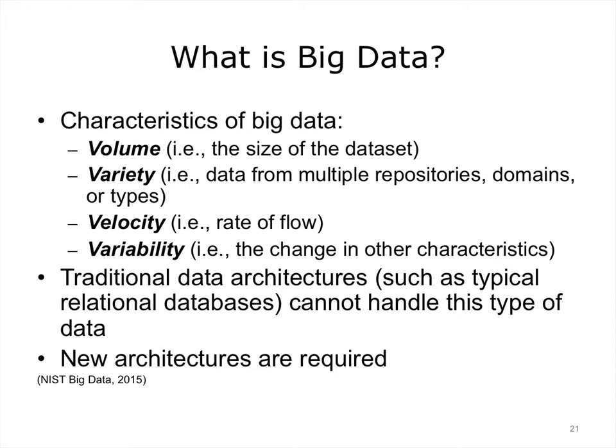Characteristics of big data that force new architectures are volume, i.e. the size of the data set, variety, i.e. data from multiple repositories, domains, or types, velocity, i.e. the rate of flow, and variability, i.e. the change in other characteristics. These characteristics, volume, variety, velocity, and variability, are known colloquially as the V's of big data.